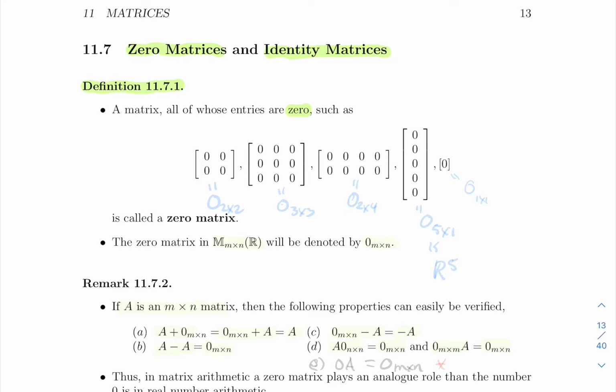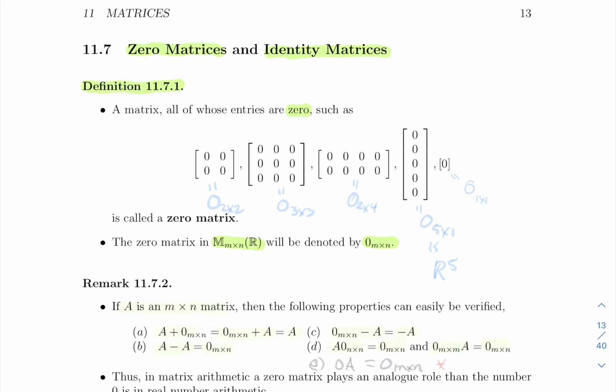But of course, because there are different sizes of matrices, there are different zero matrices, just like there are different zero vectors in R^n. So in order to identify correctly which zero matrix we're talking about, we're going to use the notation: if you are talking about a matrix with m rows and n columns, then the corresponding zero matrix in that universe is going to be called 0_{m×n}.